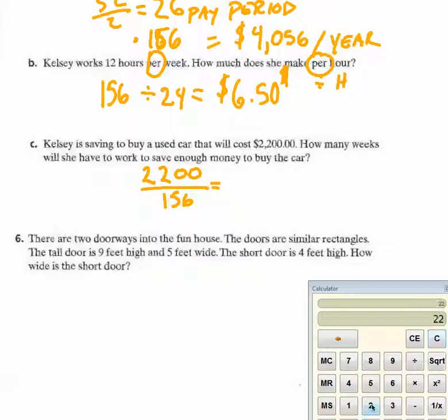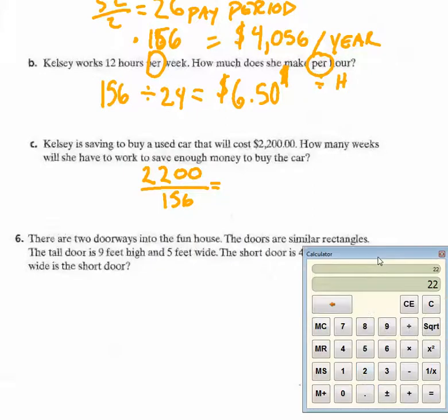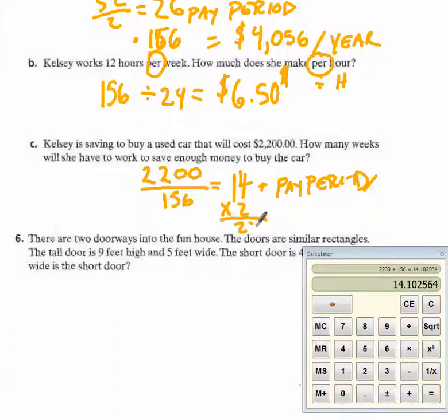So if I go 2,200 divided by 156. So that is a little over 14 pay periods, right? All right, pay periods. So how many weeks is 14 pay periods? Well, there are 2 weeks in each pay period, so I have to multiply it by 2. So that is 28 weeks.